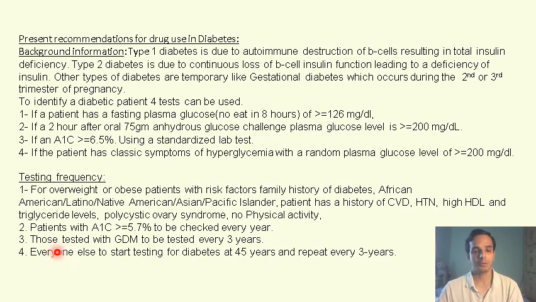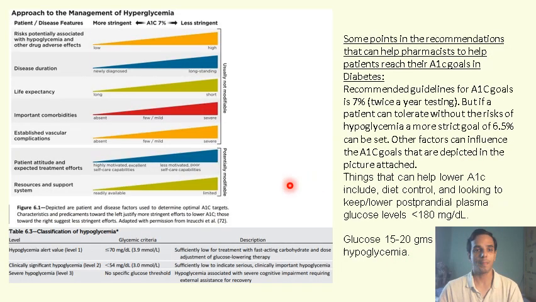All these patients should be checked for diabetes. For those with a past history of gestational diabetes, they should be tested every 3 years to rule out that they're diabetic. And for everyone else, testing for diabetes should start at 45 years and repeat every 3 years.